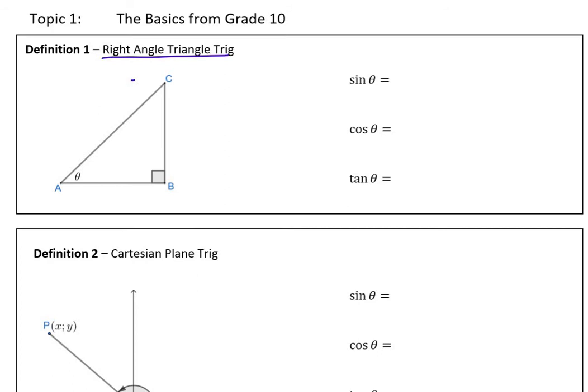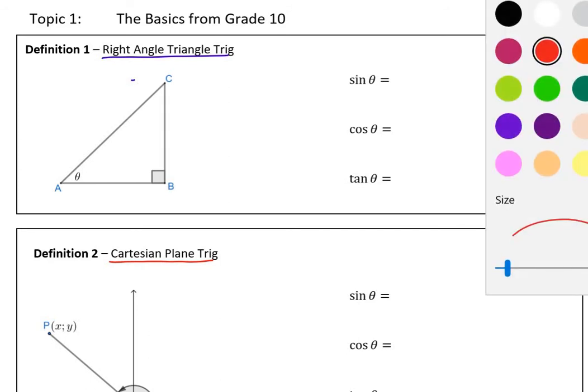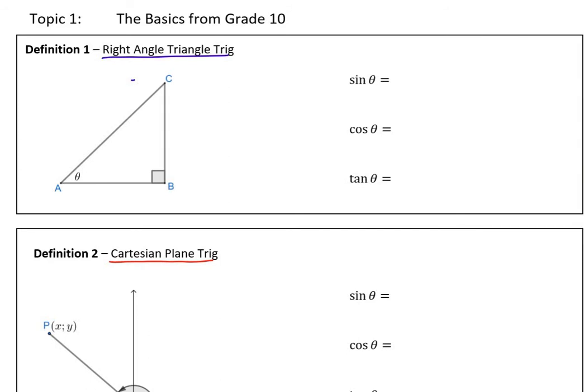As you can see from below, the second definition I call Cartesian plane trig. Now we'll get to that in a moment, but it's almost like they're completely different definitions. And when you're doing a question, you have to ask yourself, okay, am I working with Cartesian plane trig now, or am I working with right angle trig? Now that sounds quite complicated. It actually really isn't.